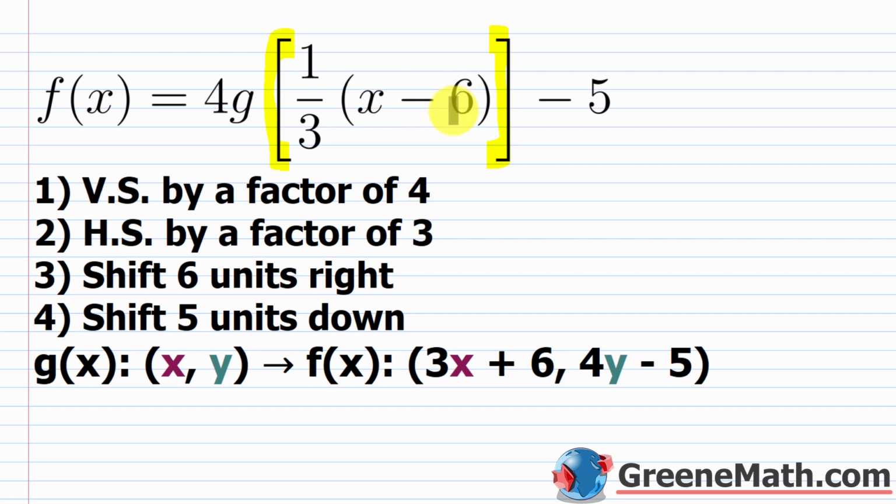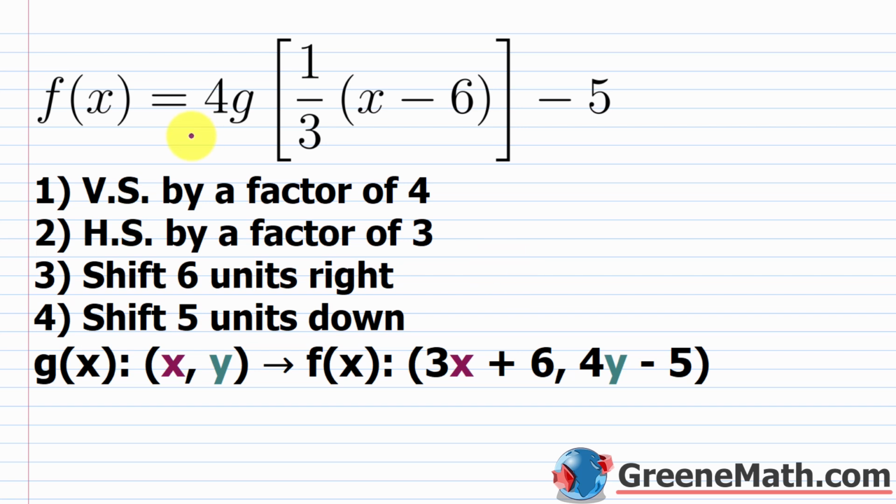Well, if I'm going in the reverse order, I would want to multiply first and then work inside the parentheses second, and I have to undo things. So I want to undo multiplication by a third. That means I'm going to multiply by 3. And then I want to undo subtraction of 6. That means I'm going to add 6. So hopefully that does make sense. Again, we covered this a lot in graphing transformations, so you can review that lesson if you need to.